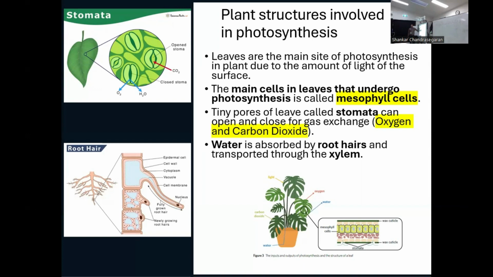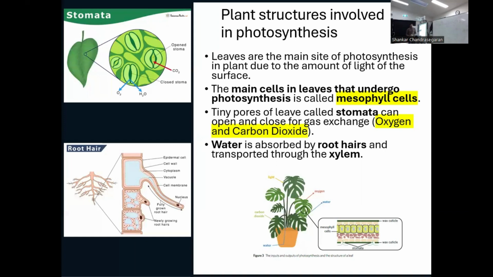But when it's closed, CO2 can't go in and oxygen can't come out either. This is an important thing to note. When the stomata is closed, no gaseous exchange will occur within the plant. So whatever's inside will stay inside, and whatever's outside will stay outside.